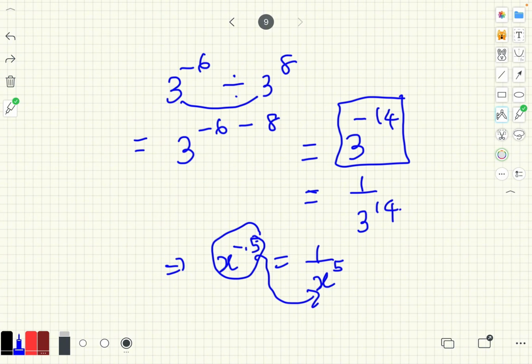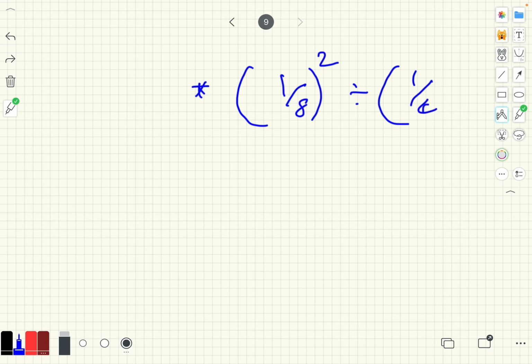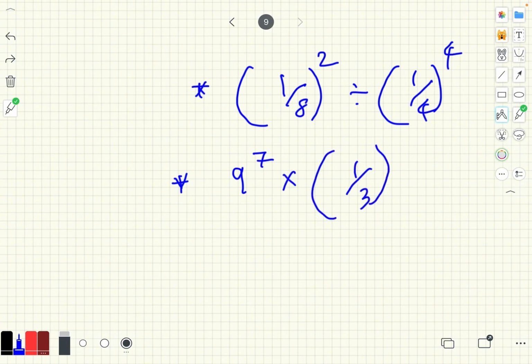So I'm going to give 2 more questions. You're going to try these questions and say your answer in the comment section. And in the next session, I'm going to explain them. You're going to try 1 over 8 to the power 2, divided by 1 over 4 to the power 4. And 9 raised to the power 7, multiplied by 1 over 3 to the 4.